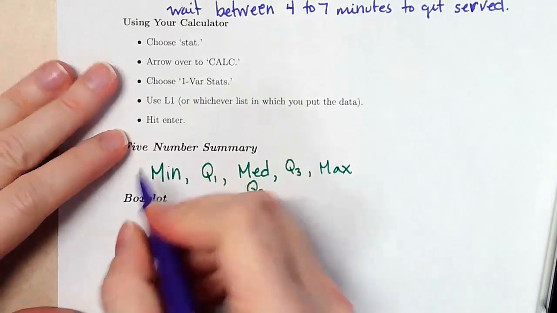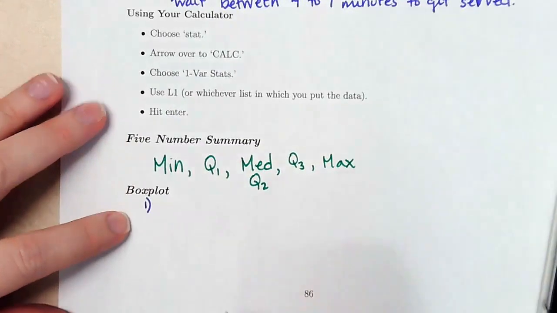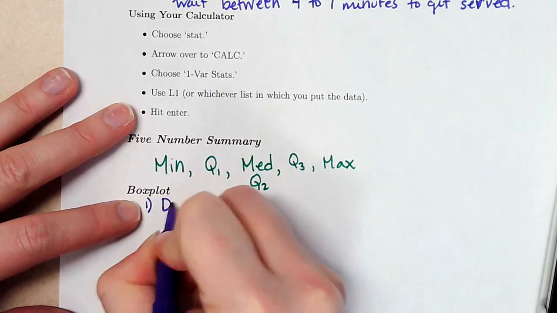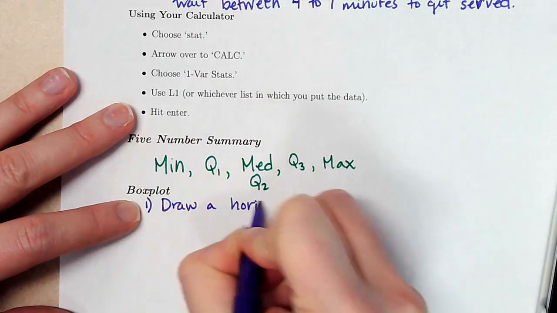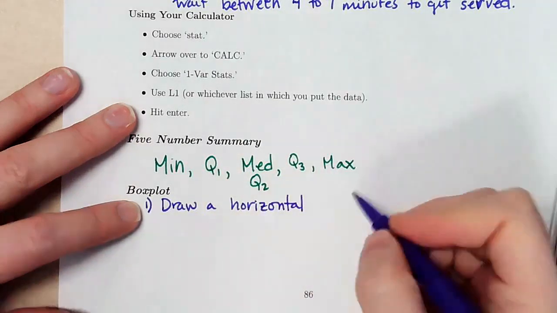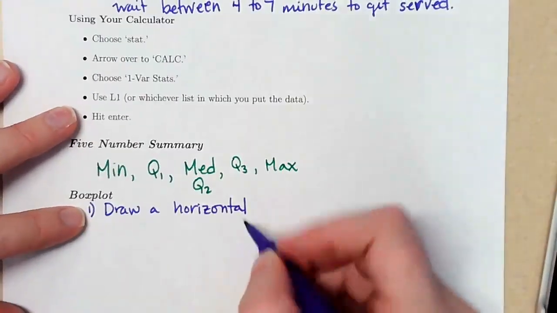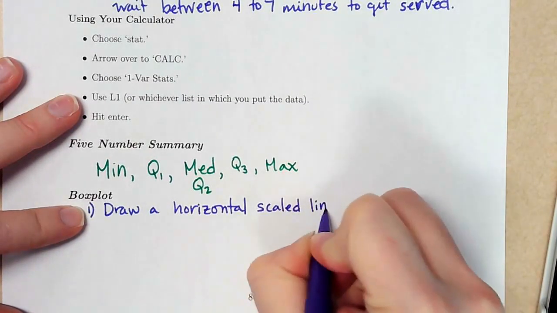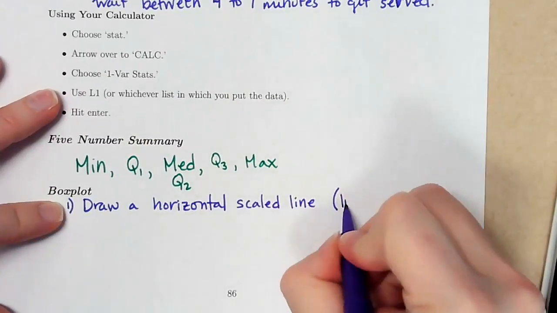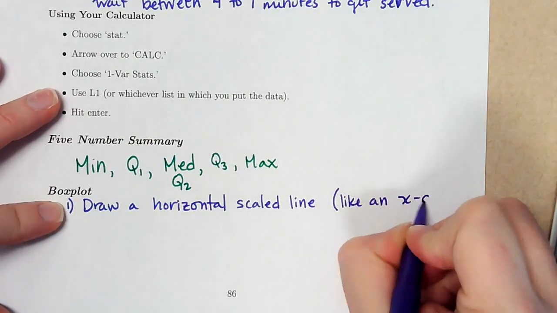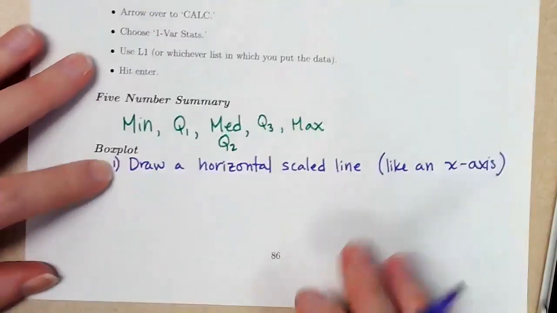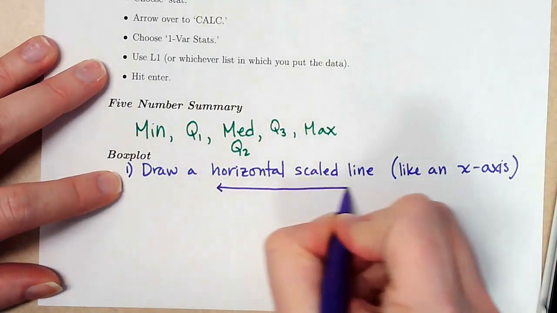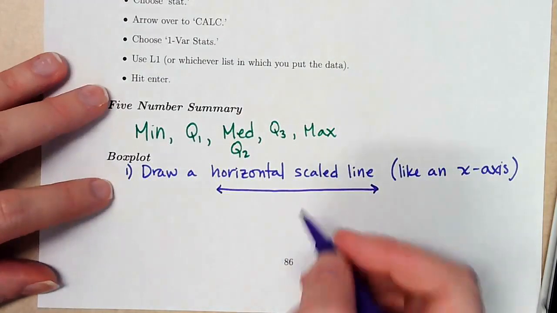The first thing that you should do is make a horizontal scale like an x-axis. So draw a horizontal scaled line. Okay. So you should just always start with a horizontal straight line. So when I think about that, I'm like, something like that. Yeah, just start with that.